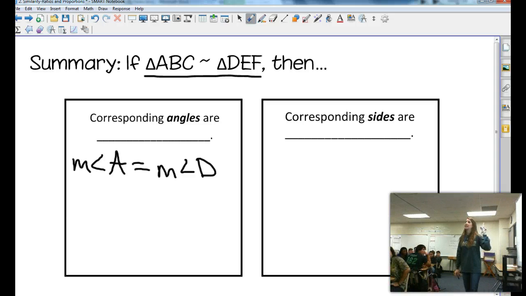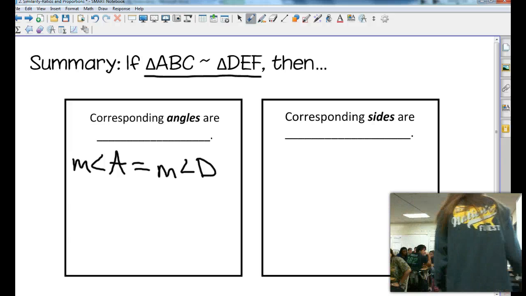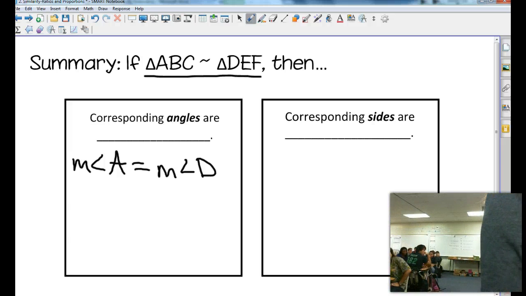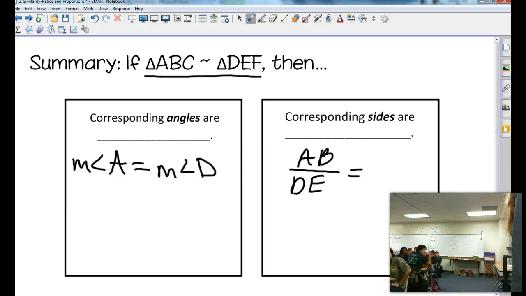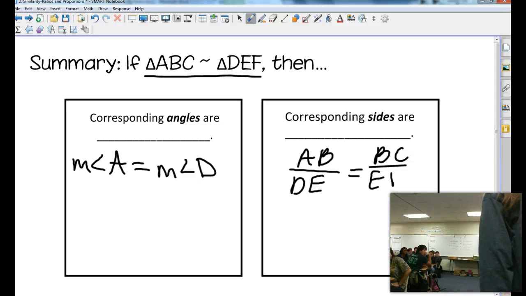What about the corresponding sides? They're proportional, so they're not equal. So I could say AB is to DE as BC is to, and what would I grab? EF. Yeah, done. So they aren't equal, but their ratios are equal.